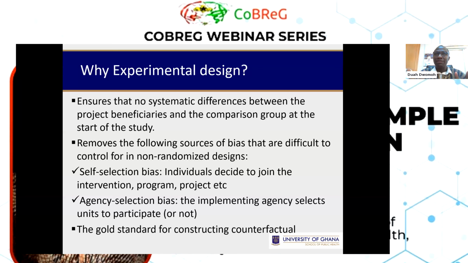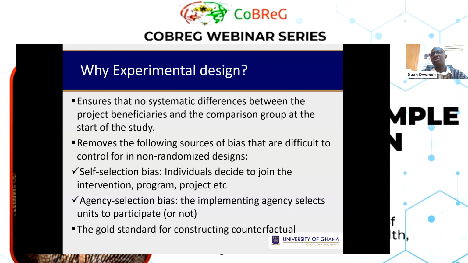Once you do your sample size estimation, you know the total number of communities that you're supposed to study. You get these communities, then you do what you call random assignment of the communities into intervention and control. So there is no way that an agency or individual will decide who benefits from the intervention and who does not. And then we also say that experimental study design is the gold standard for constructing the counterfactual.